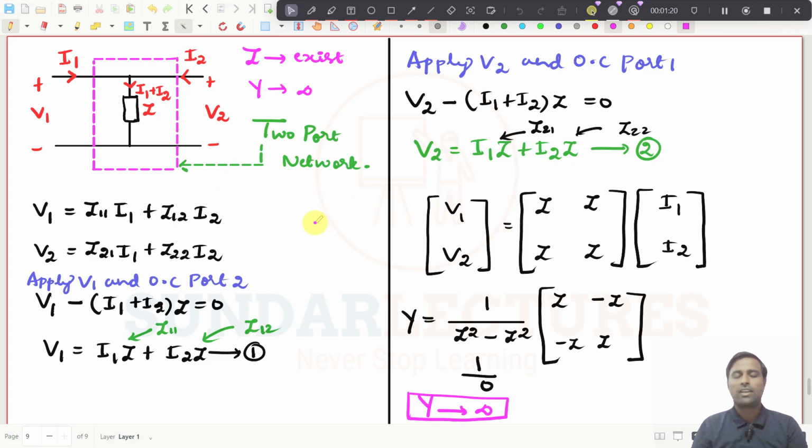So we will conclude this topic in this lecture, and in the next lecture we will see what the H parameter and ABCD parameter are, two new different parameters in the next class. You go through this and we will see in the next class. Thank you.